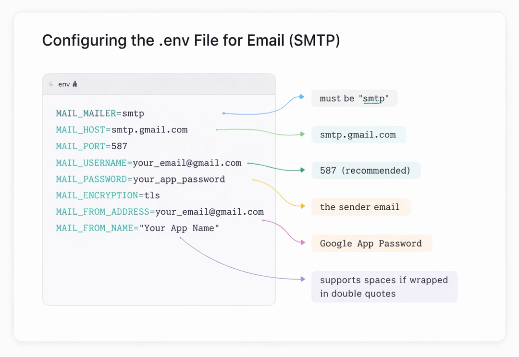For mail host, use smtp.gmail.com. The port is typically 587, which is the standard secure port. Port 25 also exists, but 587 is what's normally used. Mail username is the email address you're sending from, and mail password is the special app password we'll generate in a moment. Mail from address is the same email again, and mail from name is the display name. If it has spaces, wrap it in double quotes. That's mandatory for names with spaces, and optional without.